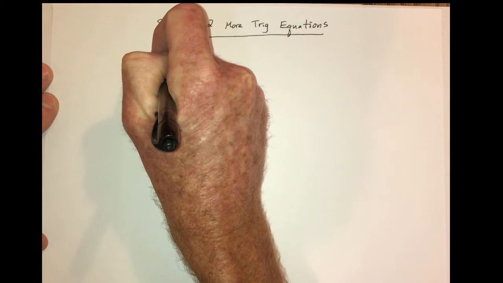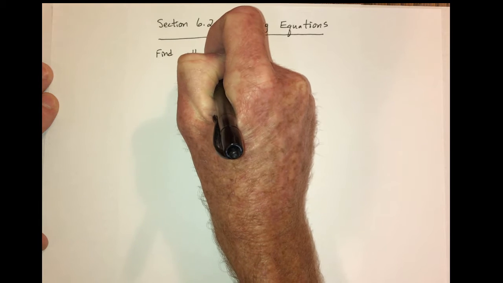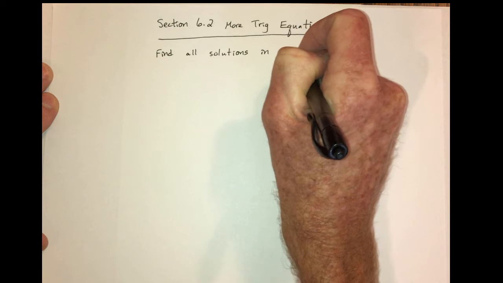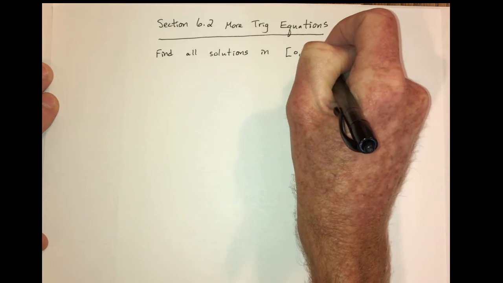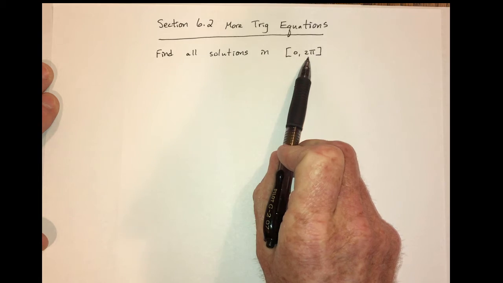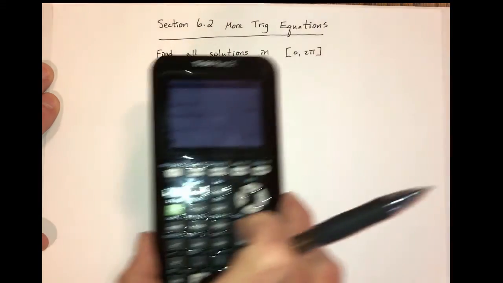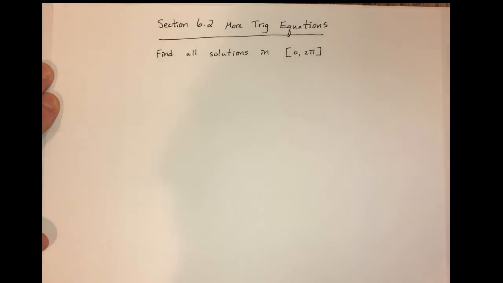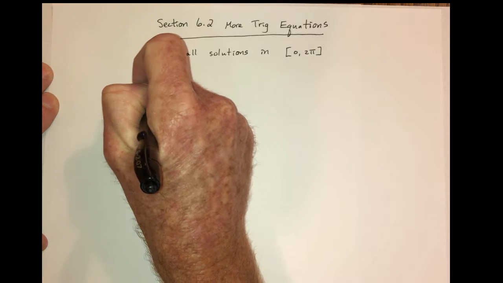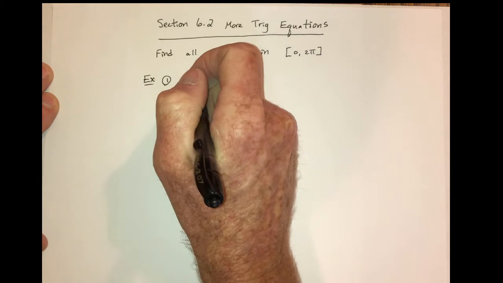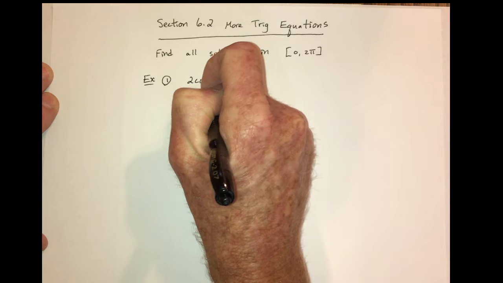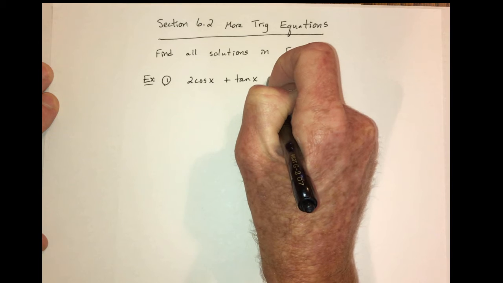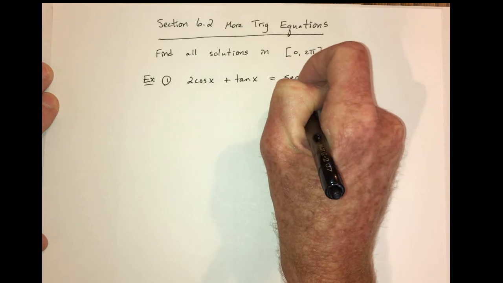So this again is going to be find all solutions in the interval from 0 to 2 pi. So as soon as you see that, you should think, oh wait, is my calculator in radians? Okay, good, it's in radians. All right, for example number 1, 2 cosine of x plus tangent of x is equal to secant of x.